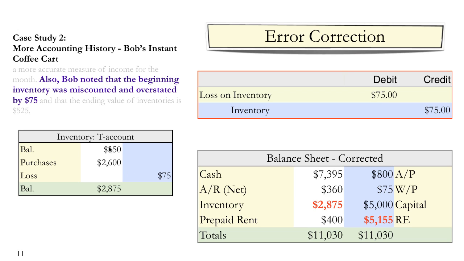Notice that we don't literally correct the beginning balance, but what we do is we adjust the account so that the new balance is correct. And then on the balance sheet, you can see the $2875 will be the valuation given for the inventory. There's a reduction of $75 made to retained earnings to recognize the loss.